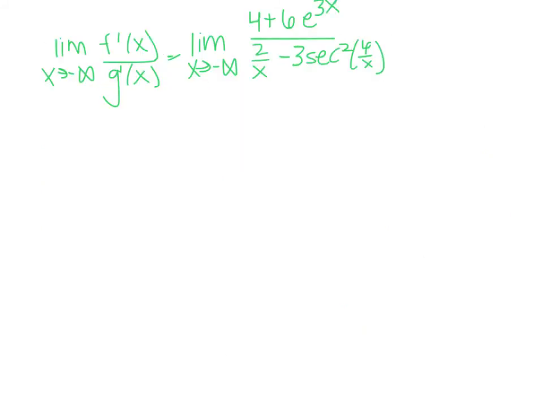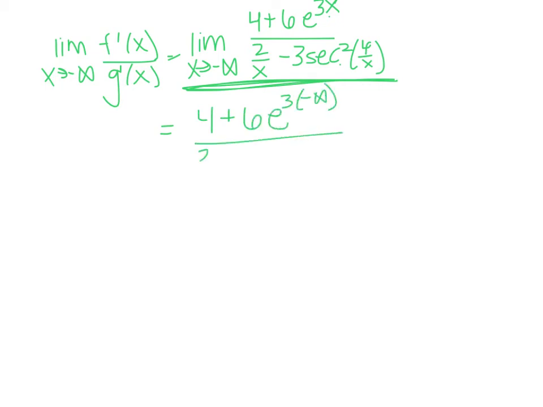All right, so we ended up with this limit right here. That's our f prime of x over g prime of x. Now if we do some direct substitution, technically we can't substitute negative infinity in, but we can think of it as really large numbers to help analyze how the function is reacting. So we would get 4 plus 6e to the 3 times negative infinity over 2 over negative infinity minus 3 secant squared of 4 over negative infinity.